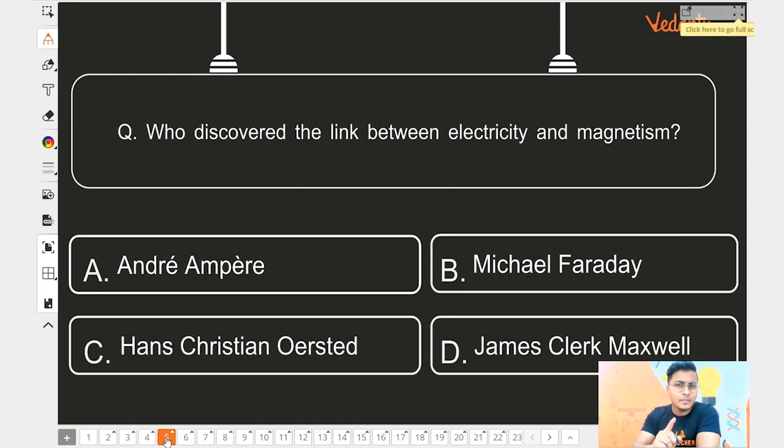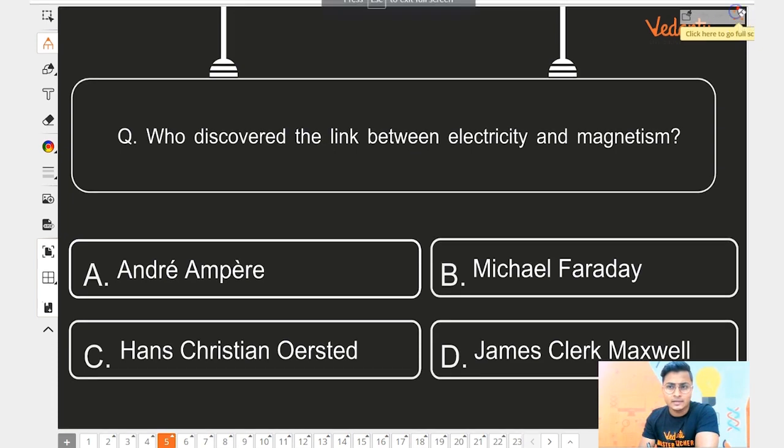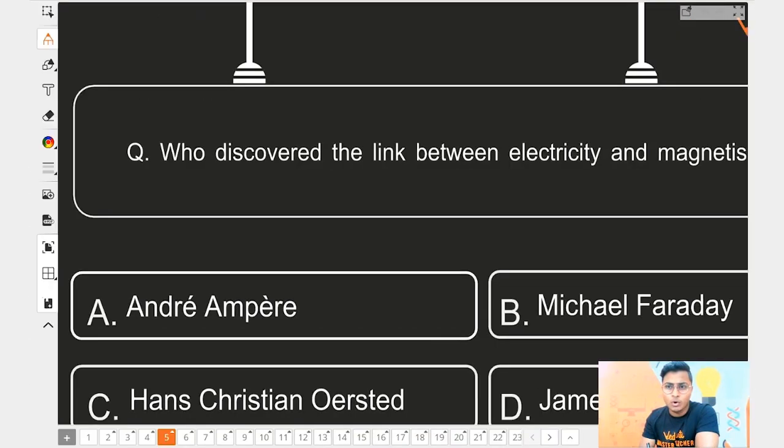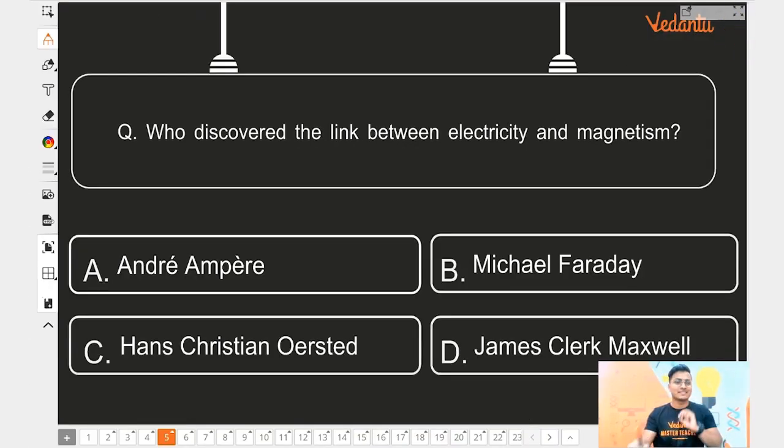Go for it and tell me what is the answer to this question, guys. Just give me 1 second. There is a small notification. Yeah, now I can see. Yes, now I hope you can see the entire screen. Go for it, guys. Who discovered the link between electricity and magnetism? Is it Andrew Ampere, Michael Faraday, Hans Christian Ørsted, or James Clerk Maxwell?